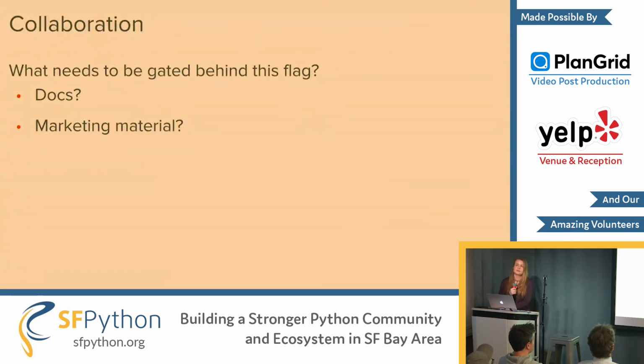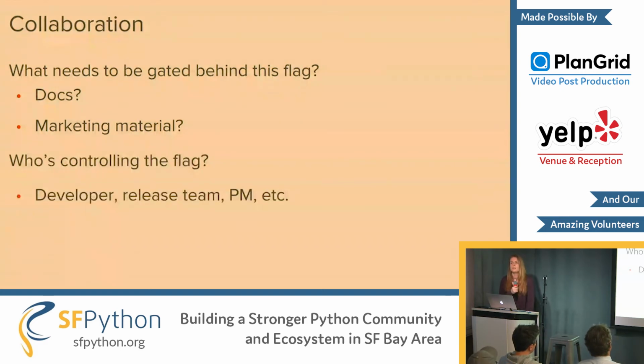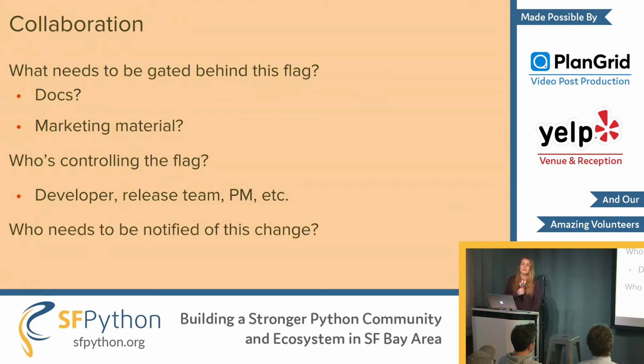There's a couple things to think about. What needs to be gated behind this flag? There might be docs or marketing materials or things from other teams that might not necessarily have to do with what you're doing. Also, who's controlling the flag? Is it you? Is it a developer? Is it a release team? Is it the PM? You have to think about all these things before you put them in the code. And then also, who needs to be notified of this change? There might be other teams that you're affecting with your work, and you need to make sure that they're aware of it before you roll it out, obviously.